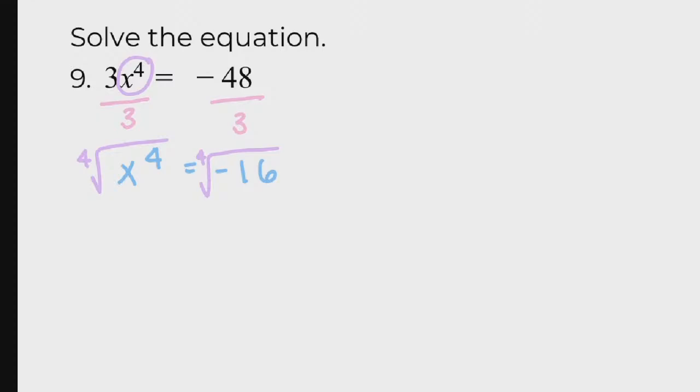Whenever this number here is even, it only works for positive numbers, because a negative times itself an even number of times will be a positive, and a positive times itself an even number of times would also be a positive. Hopefully that makes sense. So since this is an even number, that means there's no possible way to get negative 16. So this one is actually no solution.